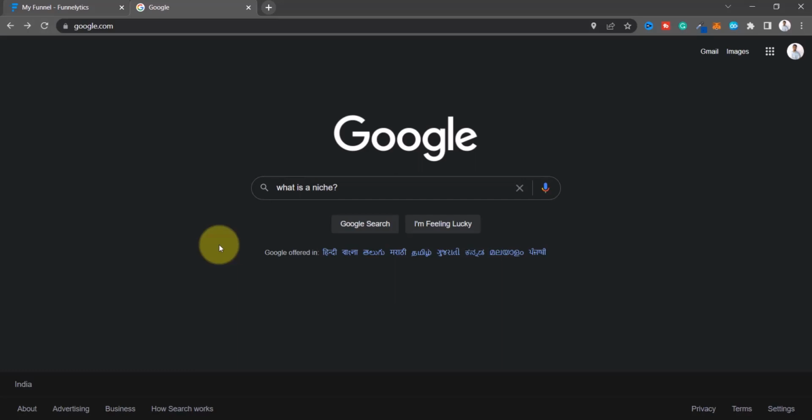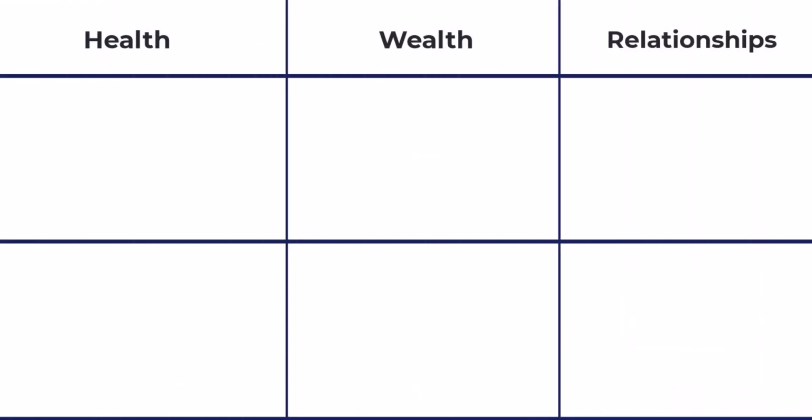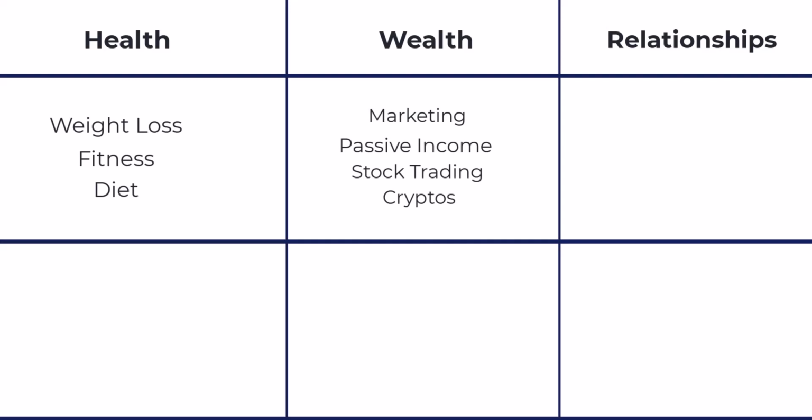I'll suggest some niches to make it easier for you. By the way, you can call it a niche or niche, whatever you're comfortable with. I just call it niche. Generally, there are three huge markets to choose your niche from: health, wealth, relationships. From these three big markets, you'd have to narrow it down to a specific topic, that is a sub-niche. In case of health, we can narrow it down to weight loss, fitness, diet. In wealth, we can narrow it down to marketing, passive income, stock trading, cryptos. And in relationships, it could be dating, marriage, parenting, and so on.